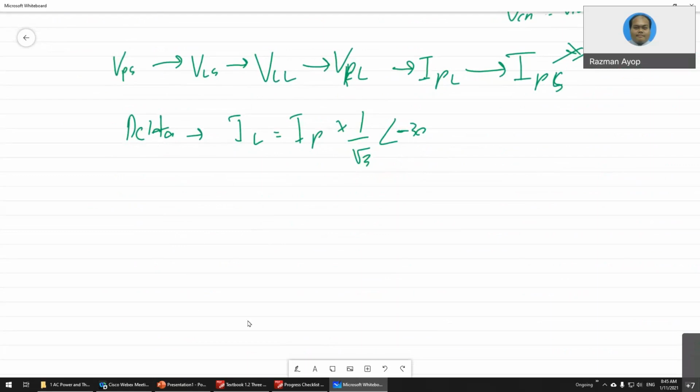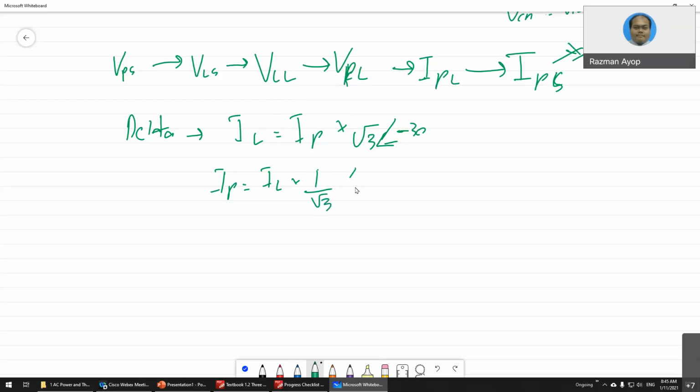For the phase current, of course, you have to adjust the formula. I phase current is equal to I line multiplied by 1 over square root 3 angle negative 30. If you swap this, it will become 1 over square root of 3 angle 30 degrees. So you have to apply this formula.